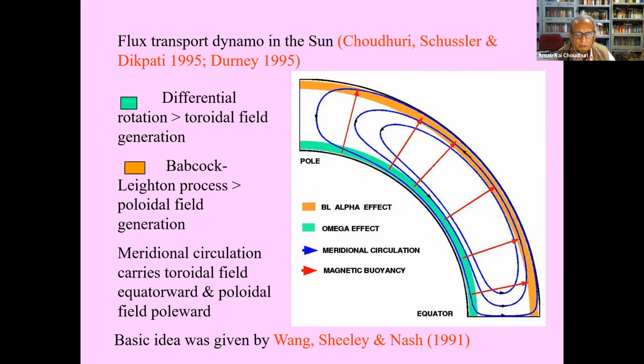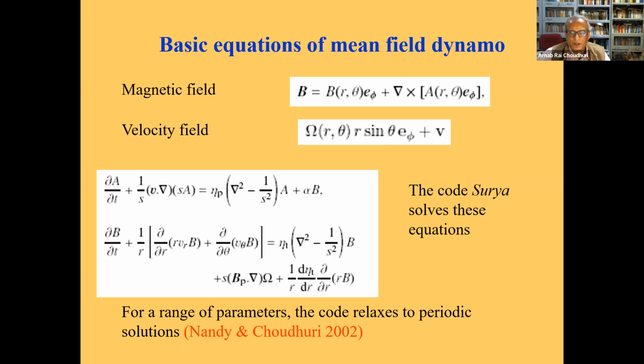Okay, so these early calculations were based on the mean field model, and here I show the basic mean field equation. So you can write the magnetic field in this fashion. So this B corresponds to the toroidal field, and this A is associated with the poloidal field. And we can write the velocity field also in this way. So here is the differential rotation, and V is the meridional circulation. And then we get these two coupled partial differential equations, one for the poloidal field and one for the toroidal field. So we have to solve these equations together. So in our group, we developed this code Surya for solving these equations.